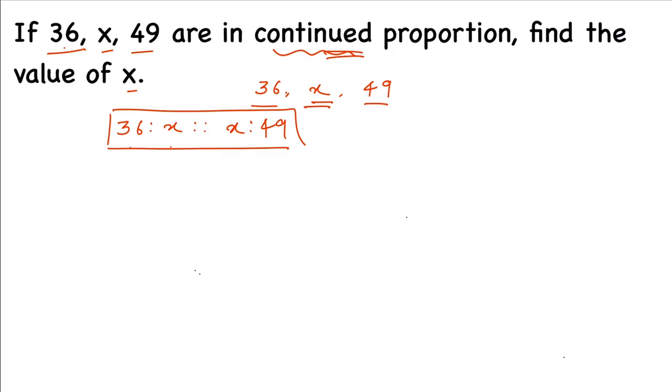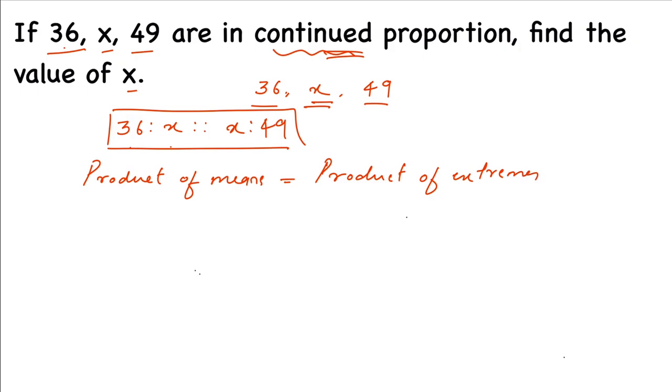Now if you have learned this, if the ratios are in proportion, we can use the formula: the product of means is equal to the product of extremes. What does this mean? Here in proportion we can see four terms, right? 36, x, x, and 49. The ones at the center, here we have x and x, are called means. And the ones at the corners, 36 and 49, are called extremes.